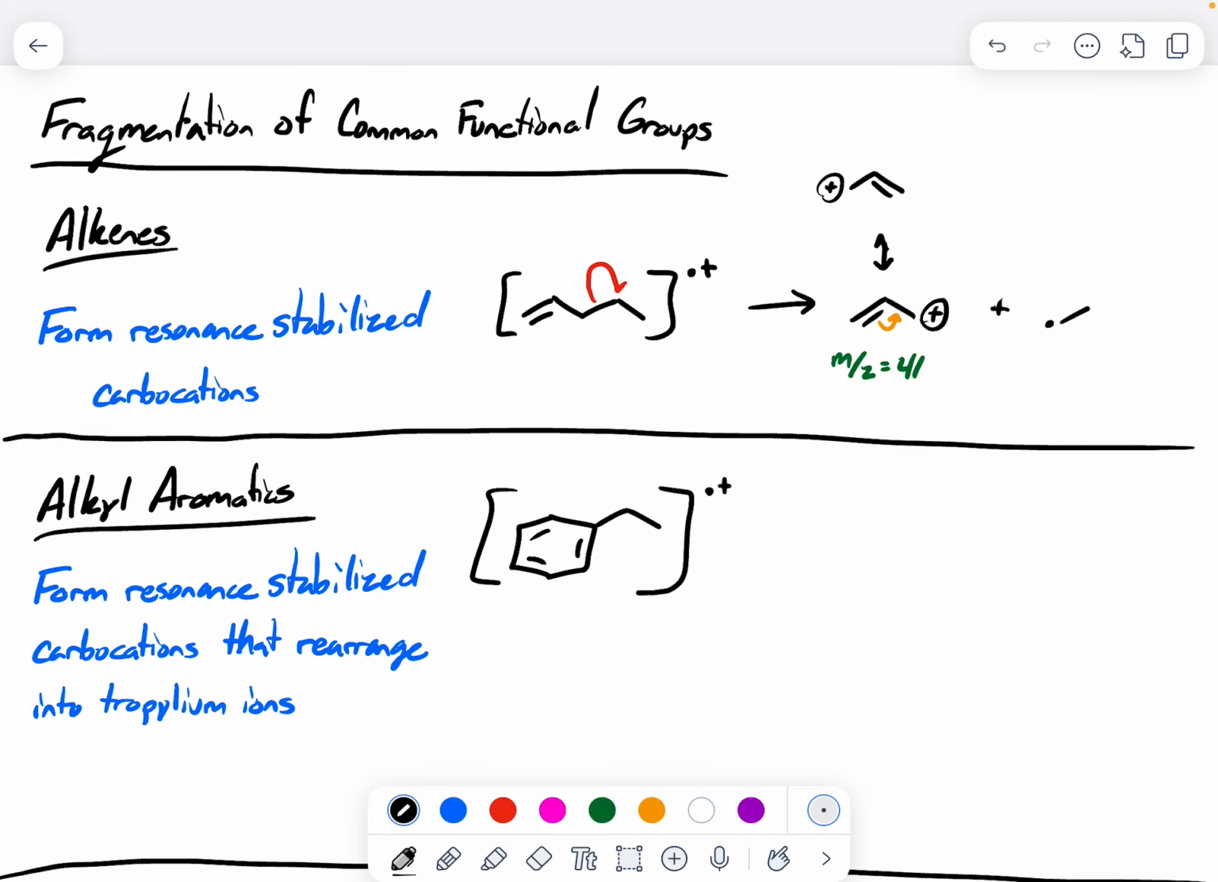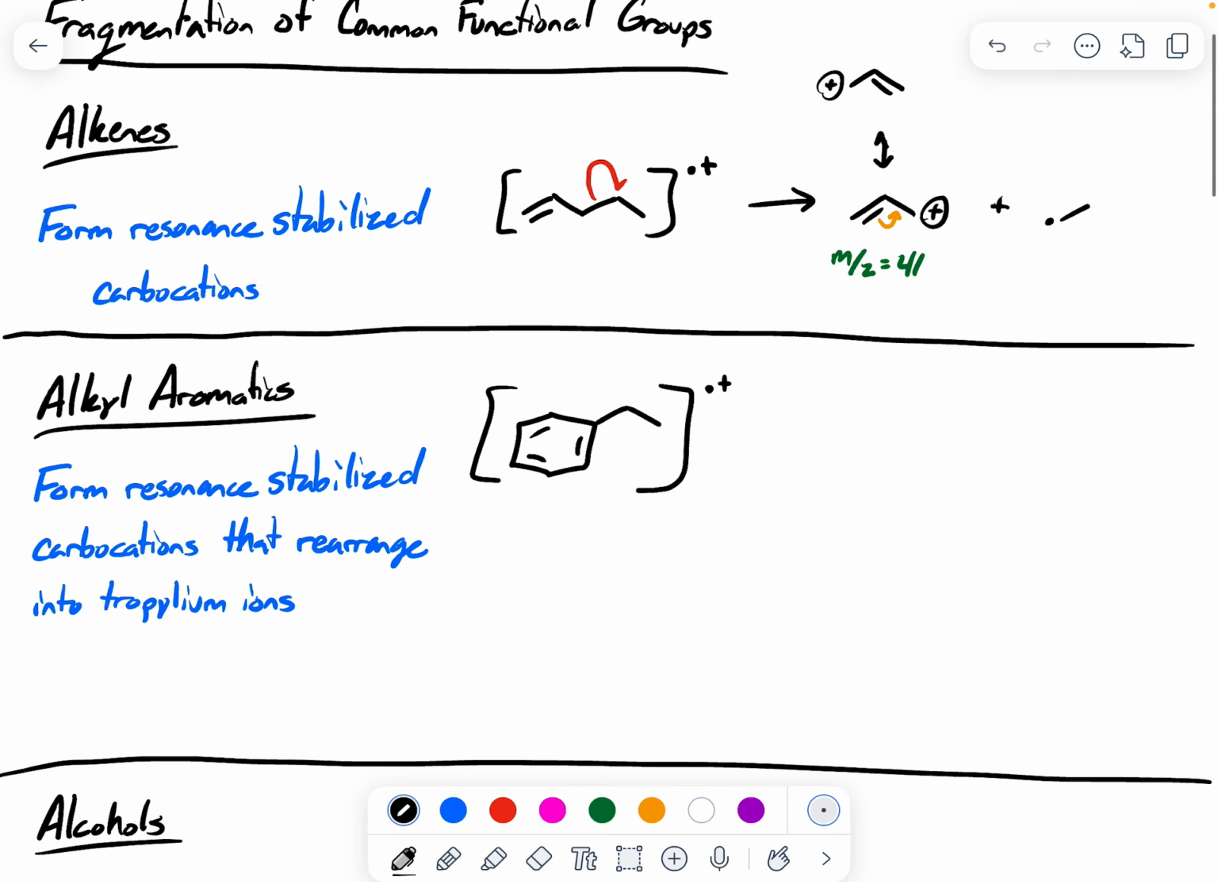Alkyl aromatics are very much the same way. They cleave to form resonance-stabilized carbocations, because remember that something like a benzyl cation is very stable, and those will rearrange into what are called tropylium ions. So let's take this alkyl aromatic right here, for example. If this were to fragment where this bond right here breaks, we would end up with what actually is our base peak, because we now have a benzyl carbocation.